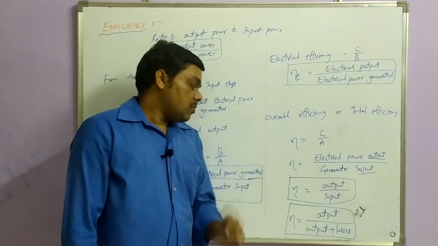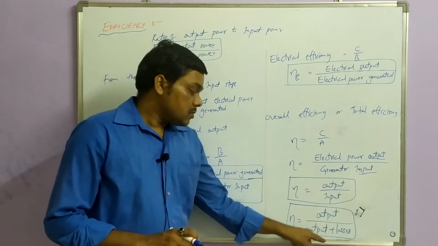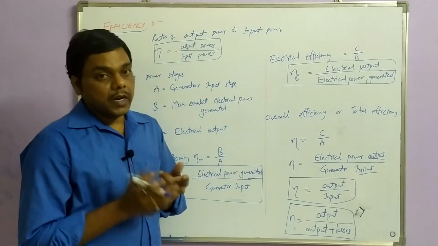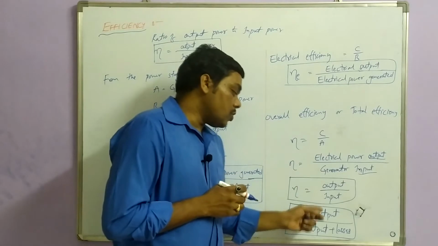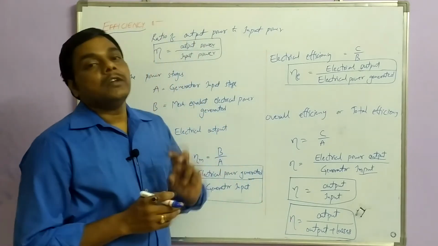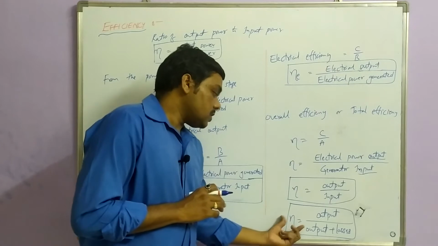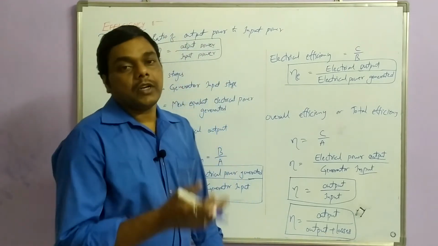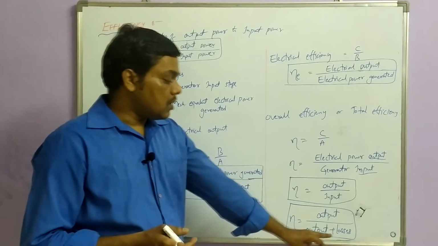Now output by input, but the input can also be expressed in terms of output plus losses. The generator output power is electrical and the input power is mechanical, so it is easy to make the calculations. If you know the output power, then you just add the losses to the output power, you will get the input power, then you can calculate efficiency very easily. So the overall efficiency is equal to electrical output power by electrical output power plus losses. There are stray losses plus copper losses, the total losses, three major losses we will add here.